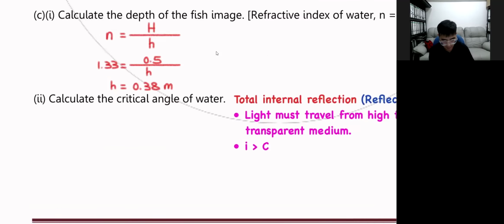So the angle of incidence must be greater than the critical angle of the transparent medium. If you want to calculate the critical angle, there is only one formula, which is the formula of refractive index again. Like I said, there are 4 ways to calculate refractive index. Just now we already used one way. One of the 4 ways is 1 over sine C, if you remember this formula. C, the capital letter, means critical angle.